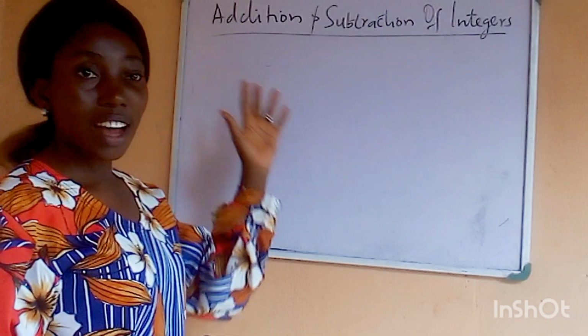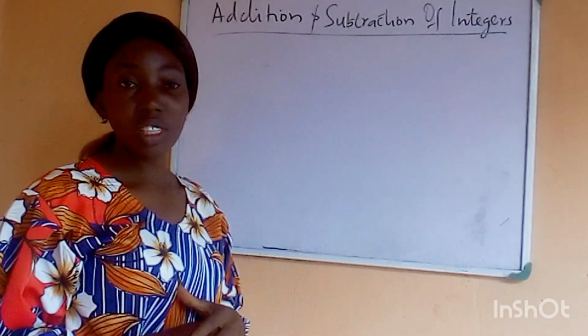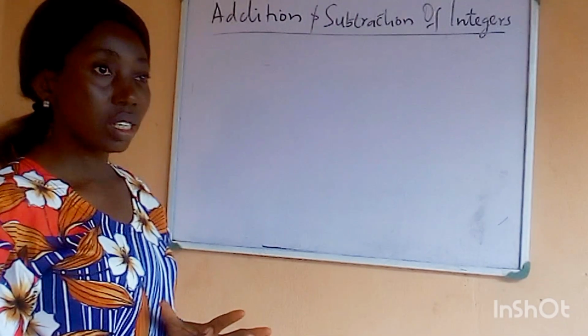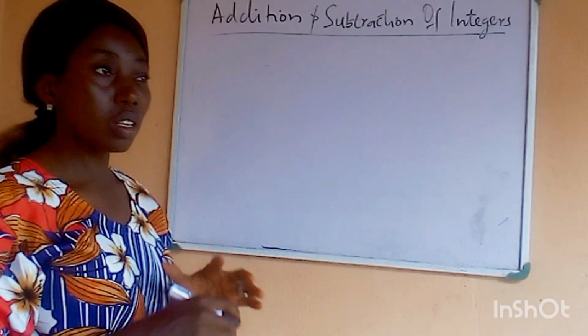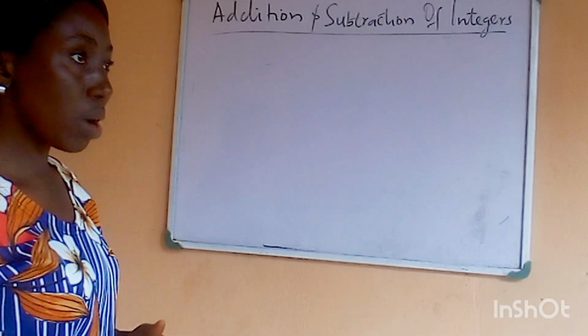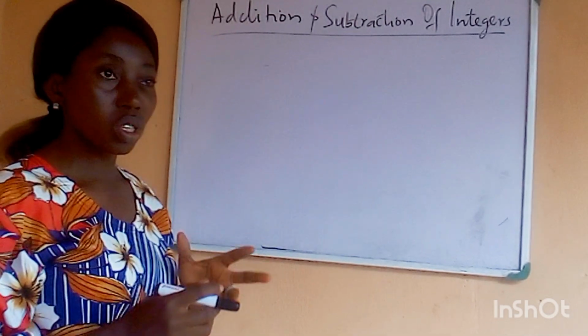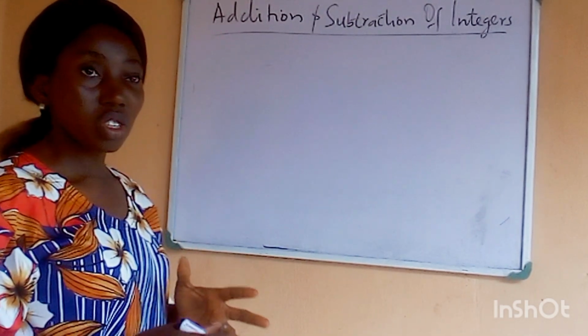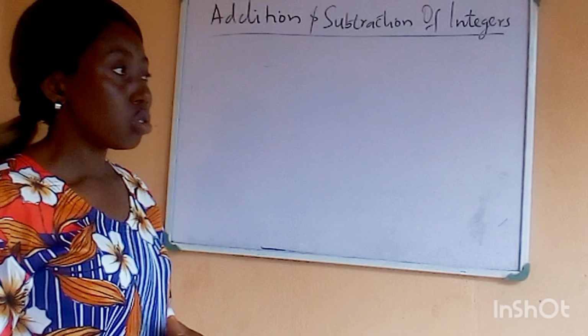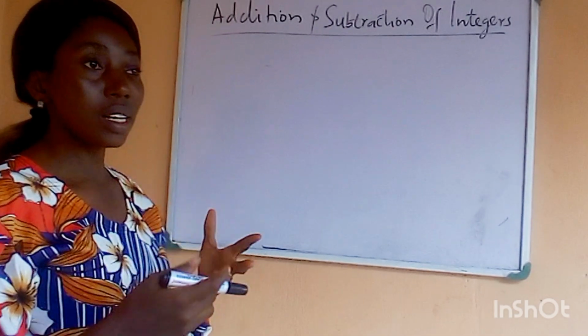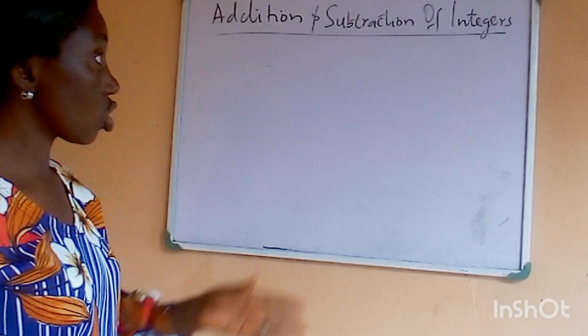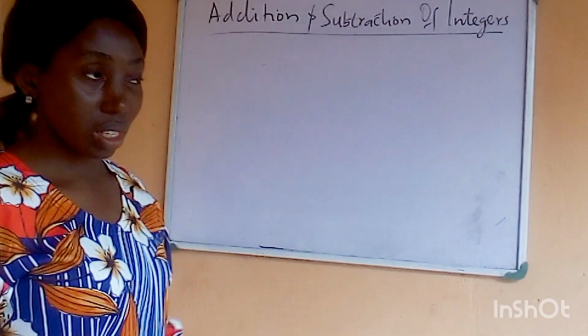So we'll be looking at addition and subtraction of integers. What do we mean by integers? Integers are positive and negative whole numbers. You know what we mean by whole numbers? All the numbers we use in counting. Fraction is not there, decimal is not there. So they include all the positive and negative whole numbers. That is what we mean by integers.